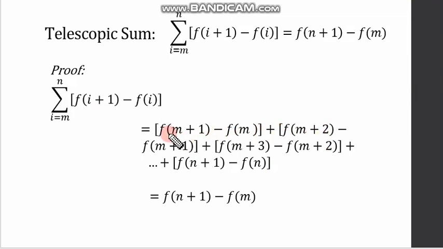So f of m plus 1 minus f of m plus 1. F of m plus 2 minus f of m plus 2. The f of m plus 3 is also deducted somewhere here, which is not written, but it's part of the dot dot dot. And also the f of n is part here. So leaving the f of n plus 1 minus f of m. That's the telescopic sum.